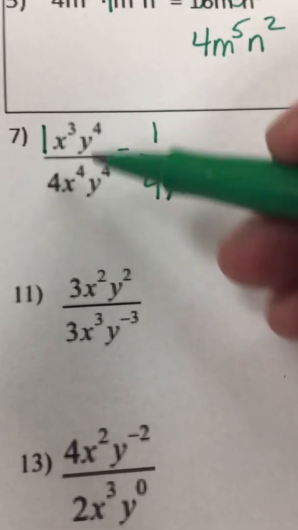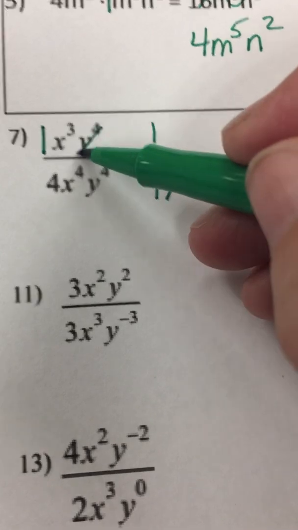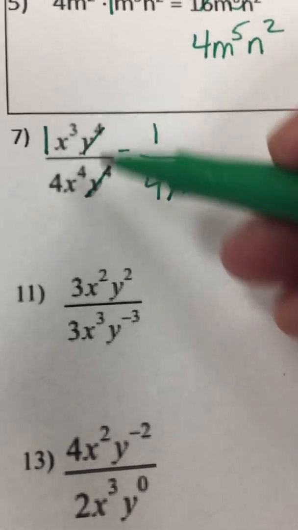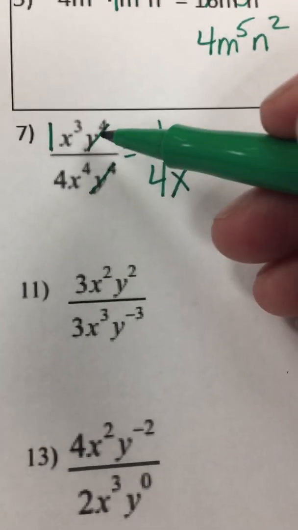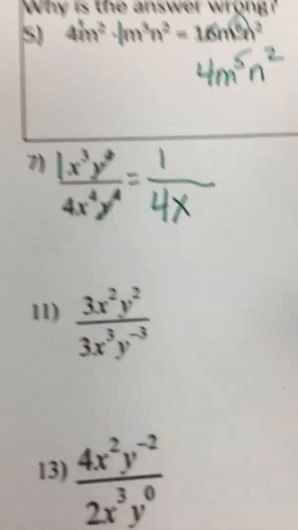I have y's on top and y's on bottom, but it's y to the 4th and y to the 4th, so they're the exact same numbers, so they just cancel each other out. So there are no y's left in my answer, because 4 of these canceled 4 of those, there's nothing left.